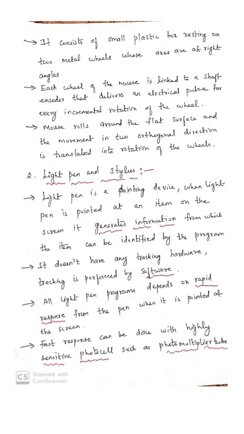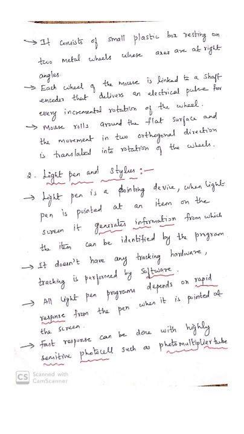So next we move to the next generation of mouse, which consists of a small plastic box resting on two metal wheels whose arcs are at right angles. Each wheel of the mouse is linked to a shaft encoder, and this shaft encoder will deliver an electrical pulse. The mouse will roll around a flat surface and the movement will be in two orthogonal directions, and these orthogonal directions are translated into rotation of the wheels.